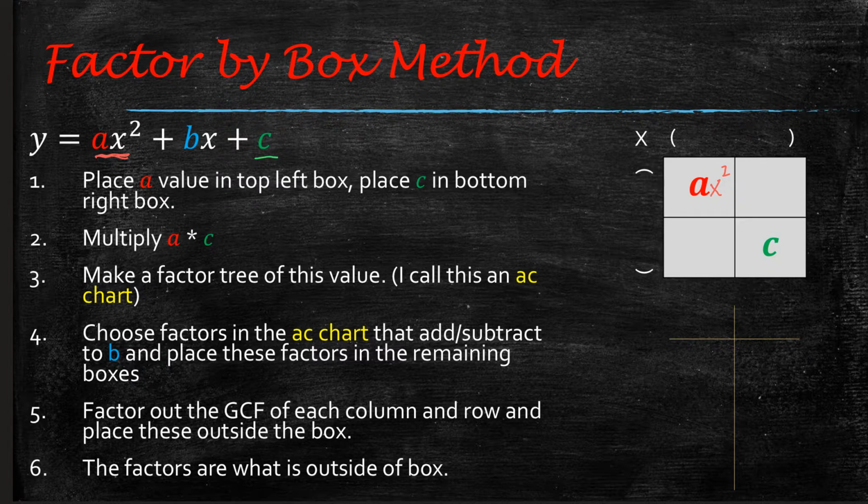You're going to multiply your a times your c, and so whatever that equals is going to go right here. You're going to make your AC chart. So you're going to multiply your a times your c, and then you're going to find factors of that. What you're looking for is factors that add up to b, just like you did when you were factoring by grouping, okay? And then you're going to put those factors into the remaining boxes.